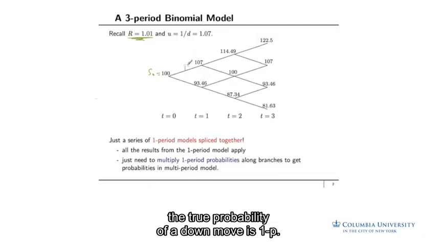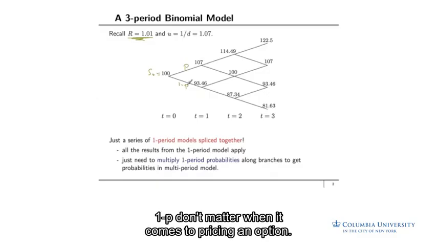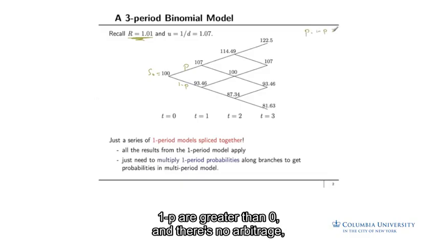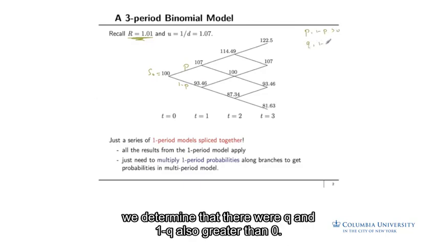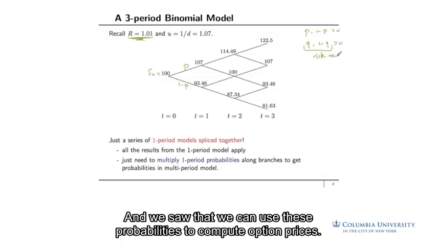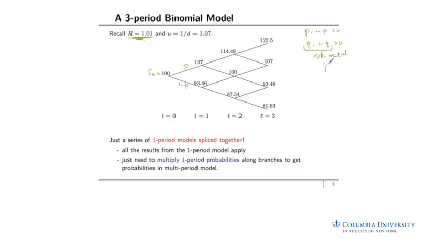Now the true probability of an up move is P, and the true probability of a down move is 1 minus P. But we also saw in the last module that P and 1 minus P don't matter when it comes to pricing an option. As long as, and this is a subtle point, P and 1 minus P are greater than 0, and there's no arbitrage, we determined that there were Q and 1 minus Q also greater than 0. These are called the risk-neutral probabilities, and we saw that we can use these probabilities to compute option prices.